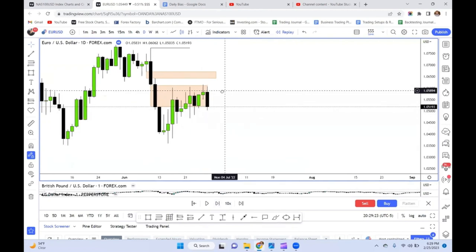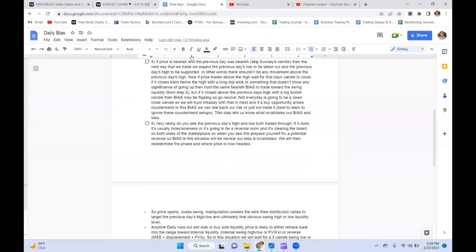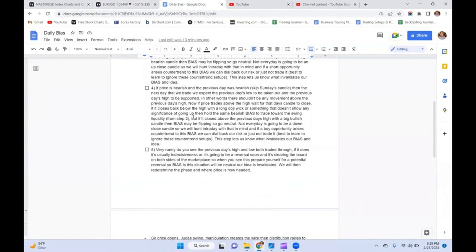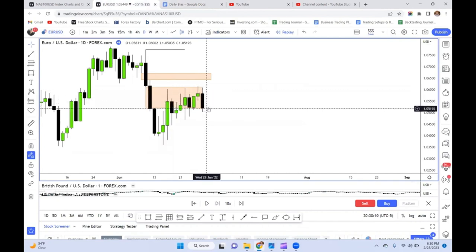And now it just broke down. So right here, soon as price broke down, traded through with this right here. This is where we say, now if price trades above the high, wait, that's if it's bearish. Now, if price trades below the low, wait for that day's candle to close. If it closes back above the low with the long doji wick or something that doesn't show any significance of going down, then hold the same bullish bias to trade towards the swing liquidity. But if it closed below the previous day's low with a big bearish candle, then bias may be flipping. So go neutral.